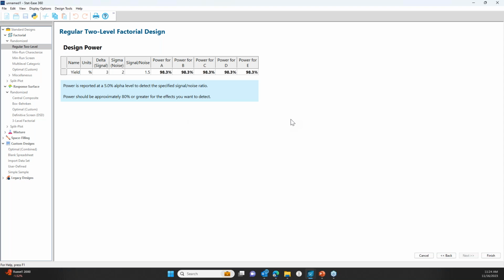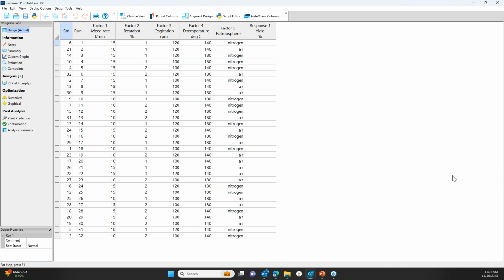The blue boxes, the annotation boxes, are going to tell us what we need to be paying attention to on any given panel, any given slide. So here, the power, we want to see that to be at least 80% or greater. You can go higher than that, but we want a minimum threshold typically of 80%. Well, we're good here. We have 98. So we'll finish the design, and there it is. So these are the 32 runs that we would go conduct for ourselves.